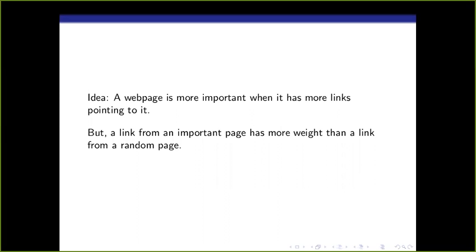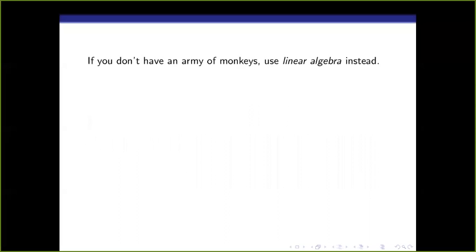So that's the essence of the algorithm. It's sort of counting links, but it's counting links with weights. And the easiest way to visualize it is to have a bunch of random surfers randomly browsing the internet. After a long time, the most relevant result is the one that has the highest number of visitors. That's how Google works. Surprisingly simple, right?